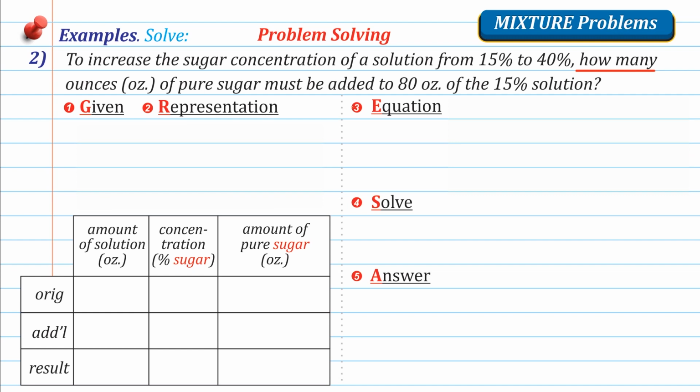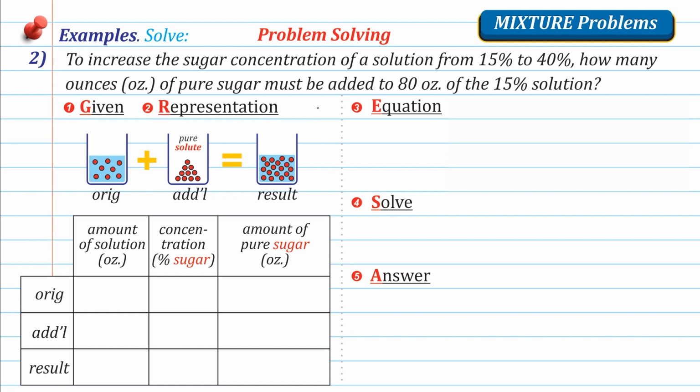Let's visualize it first. According to the problem, we try to increase the sugar concentration of a solution from 15% to 40%. So let me try first and draw the original solution here. Now, we add something. According to the problem, we add pure sugar. So we represent that here. We add pure sugar. And then, of course, we have the result.